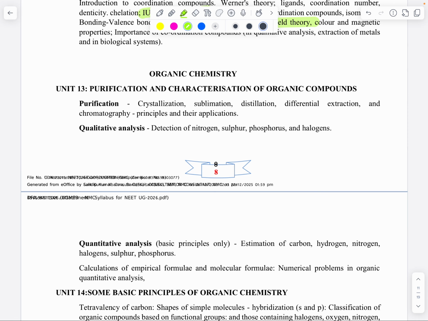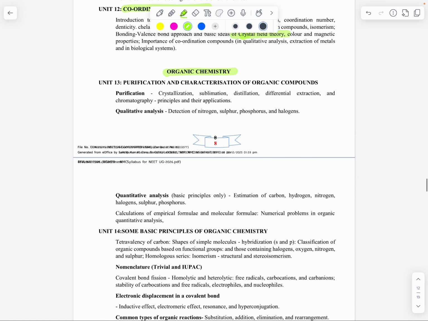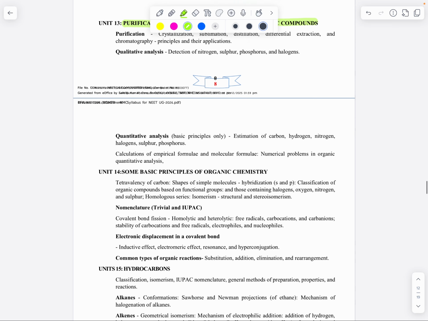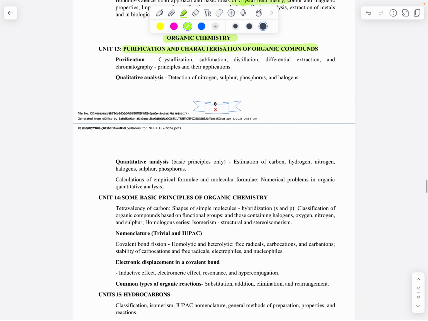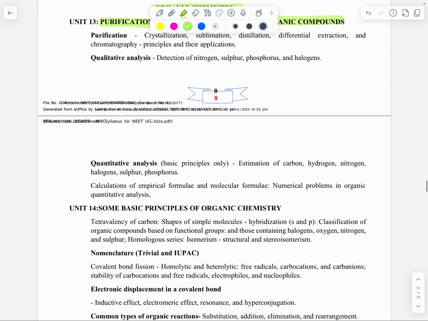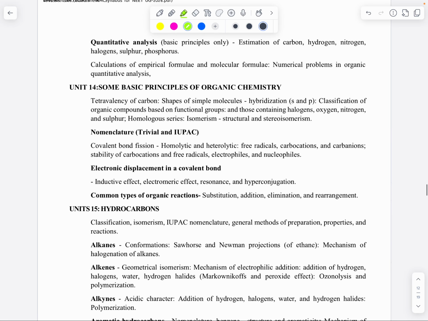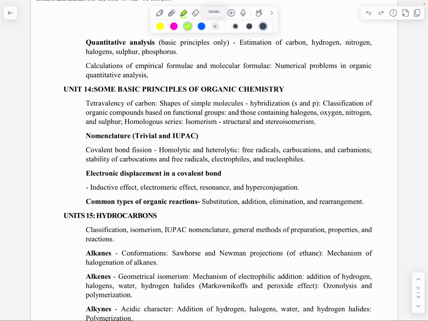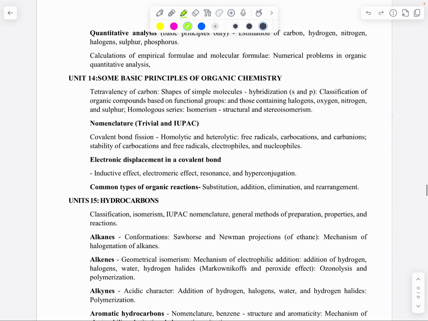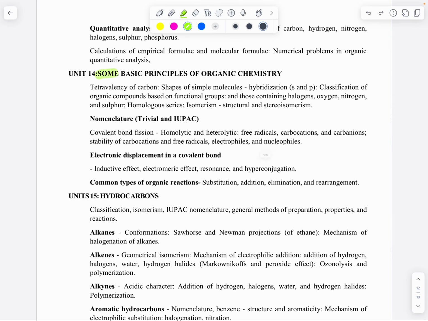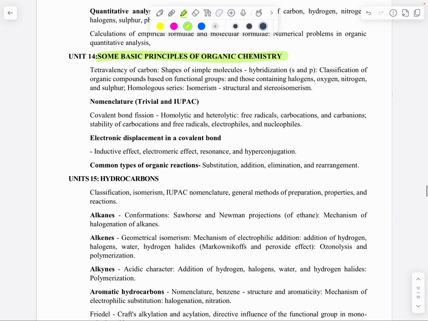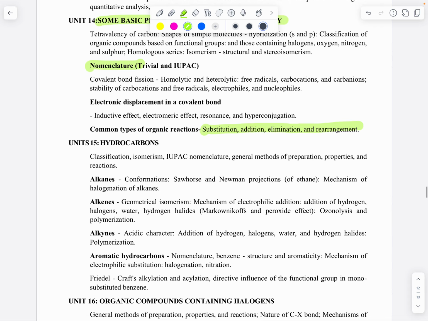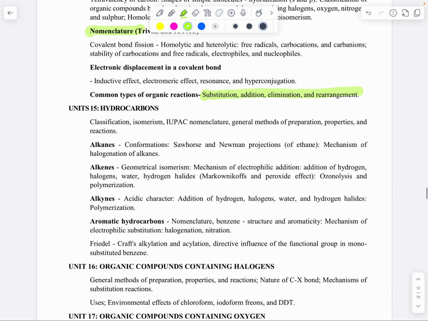So the next section is organic chemistry. Organic chemistry includes, first chapter, purification and characterization of organic compounds. This is a very easy topic. Once you go through this, you can easily remember, and the questions are also repeated almost every year. The next is some basic principles of organic chemistry. It includes nomenclature and the common types of organic reactions, that is substitution, addition, elimination, rearrangement. So this is a very easy chapter.